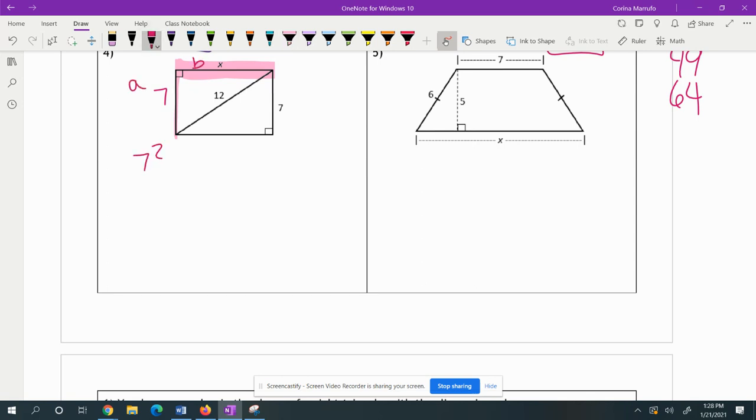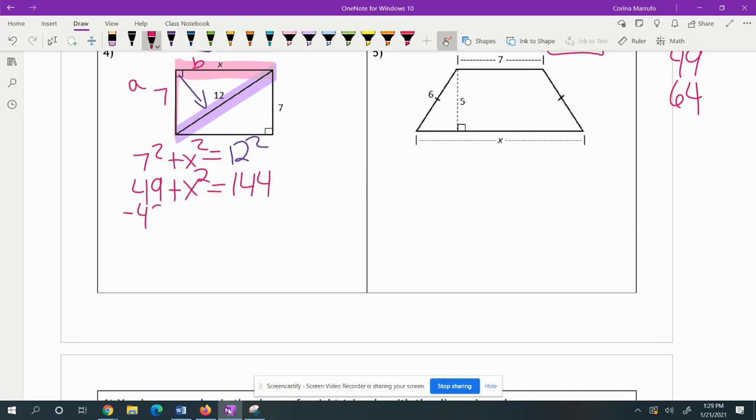So 7 squared plus x squared equals c squared, which is your hypotenuse, your longest side. Remember, it's the side across from your 90-degree angle, which is 12 squared. 7 squared gives you 49 plus x squared. That's what they put instead of b. They put an x there, so I went ahead and filled it in with the x. And then 12 squared is 144.